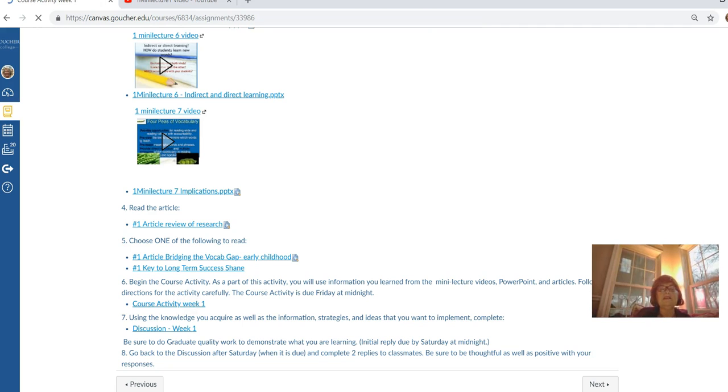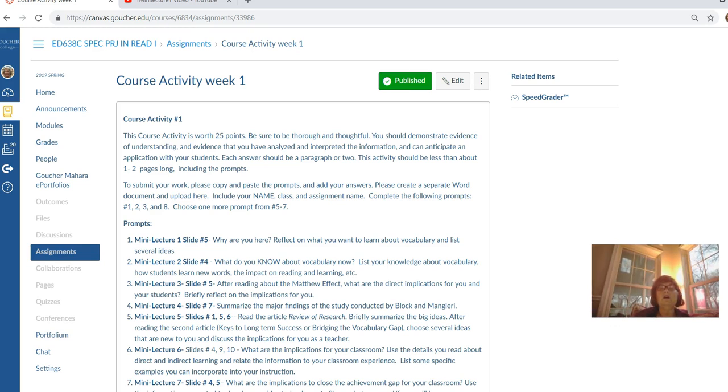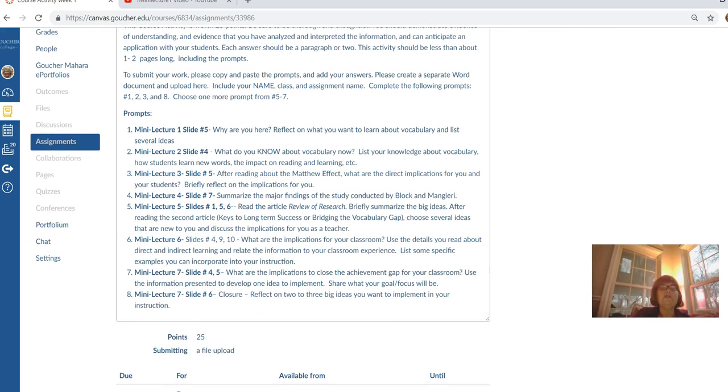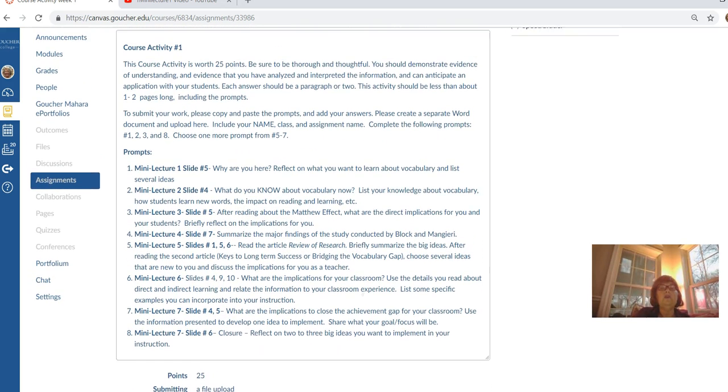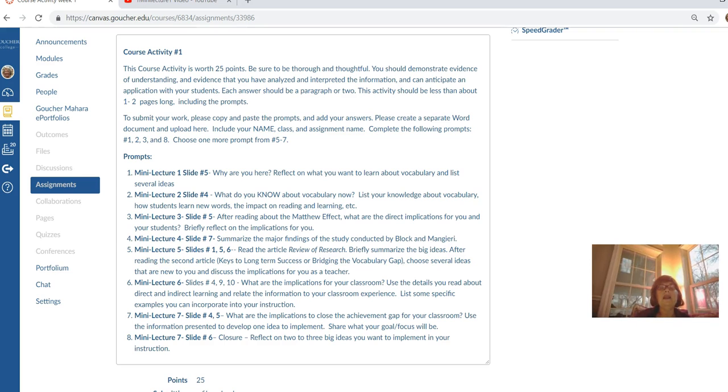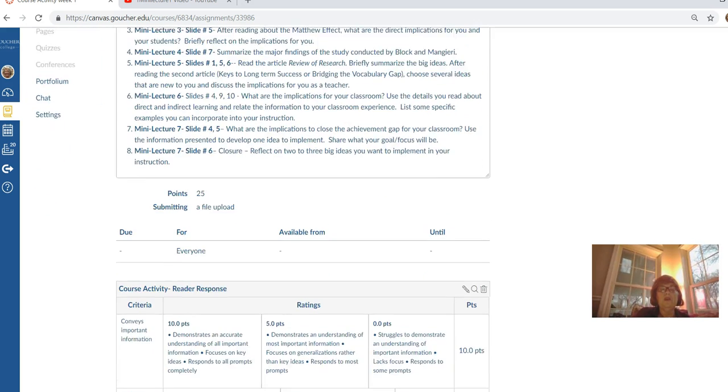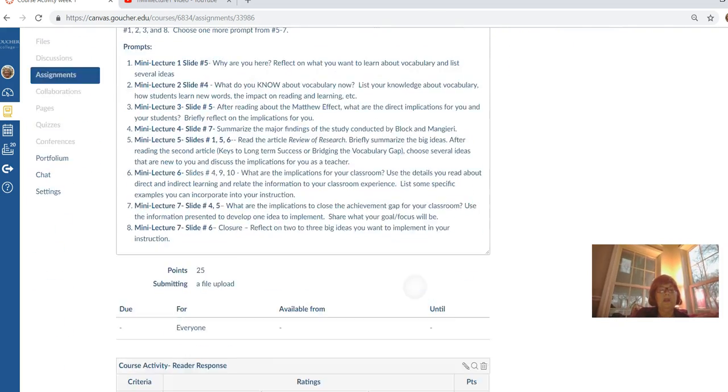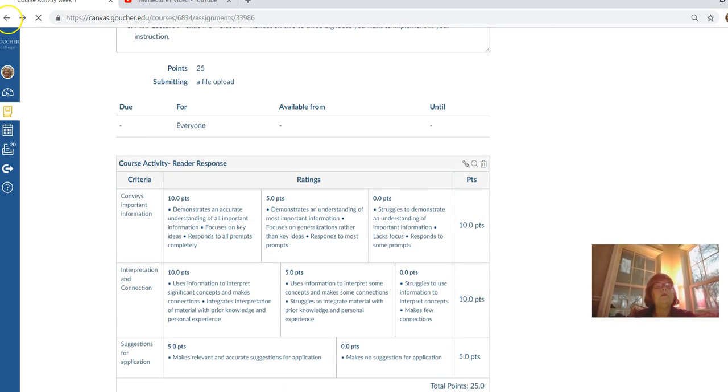Let me open up the course activity for you. And you can see there are specifics in the course activity. Thinking, again, you're submitting this online, that it's a page or 2. And I give you quite a few prompts. And in this week, you are to address prompt 1, 2, 3, and 8. So you must address those in your course activity, and then you can choose one more prompt from 5, 6, or 7. And again, that's 25 points. There's the rubric at the bottom. All right, I'm going to go back.